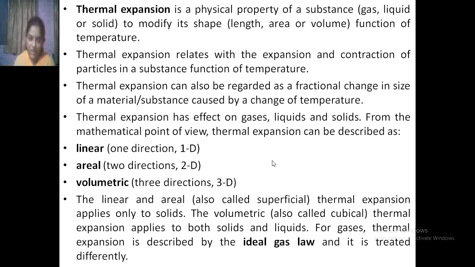Okay, so thermal expansion has effects on gases, liquids and solids. From the mathematical point of view, thermal expansion can be categorized as one dimensional, two dimensional, three dimensional, that is linear, areal and volumetric. Linear and areal thermal expansion apply only to solids, and volumetric applies to both solids as well as liquids. But for gases, the ideal gas law is used.